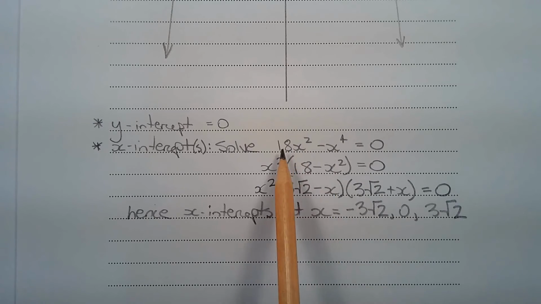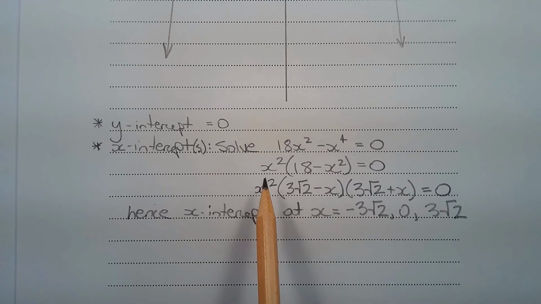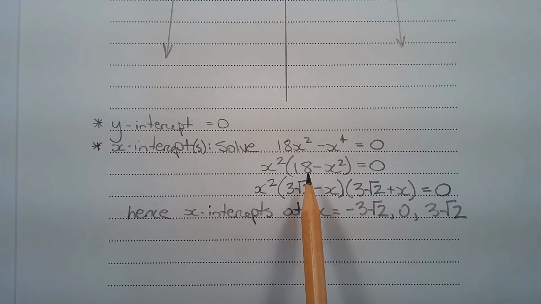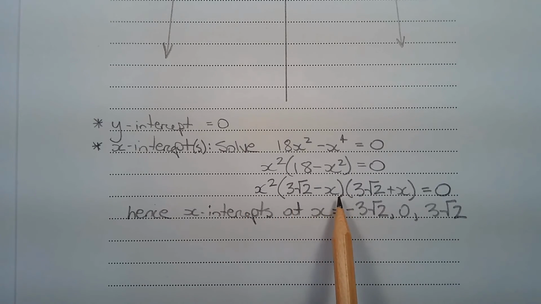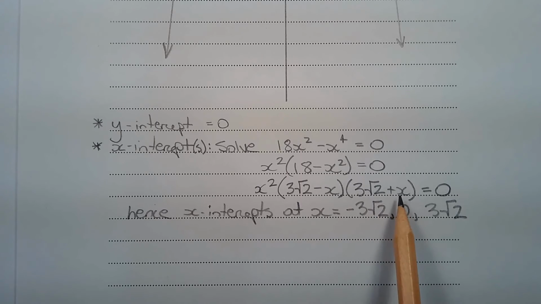Factorising out x squared from both terms on the left-hand side, we get x squared multiplied by (18 minus x squared) equals 0. Factorising 18 minus x squared as a difference of two squares, we get x squared times (3 root 2 minus x) times (3 root 2 plus x) equals 0. Hence, x-intercepts exist at x equals negative 3 root 2, 0, and positive 3 root 2.